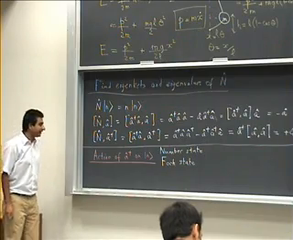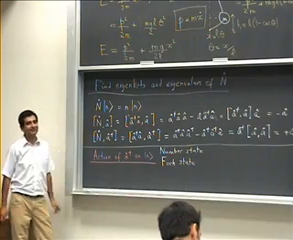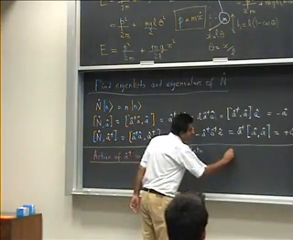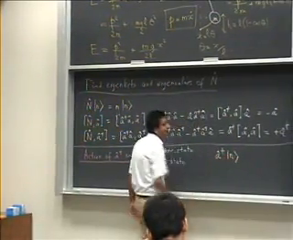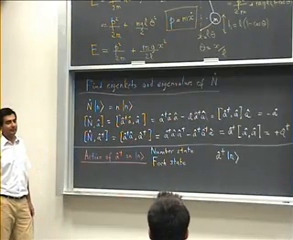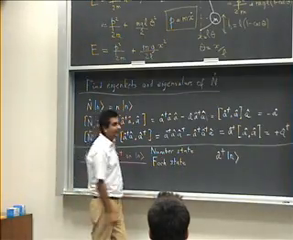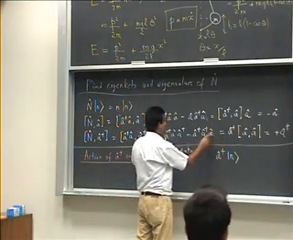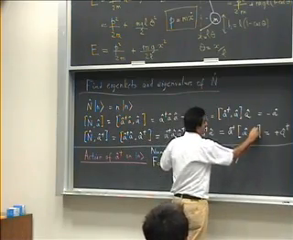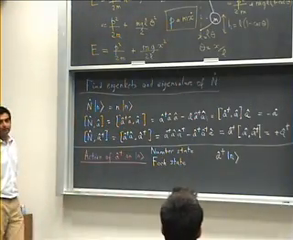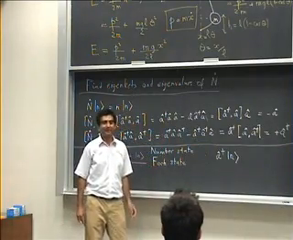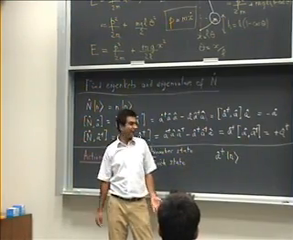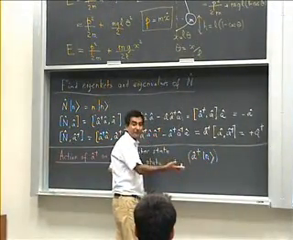Now what we would like to find out is the action of a dagger on the number state. That is, we would like to find out what happens when you apply a dagger on the number state. What do we get? This will give you some new state, so you would like to find out the properties of that state. How do you find out the properties? This is a new state whose properties you would like to find out.